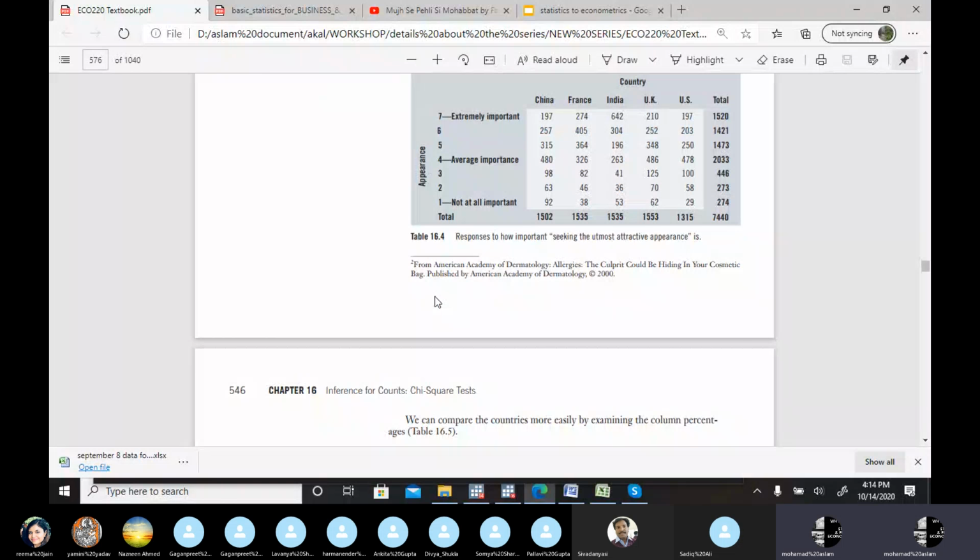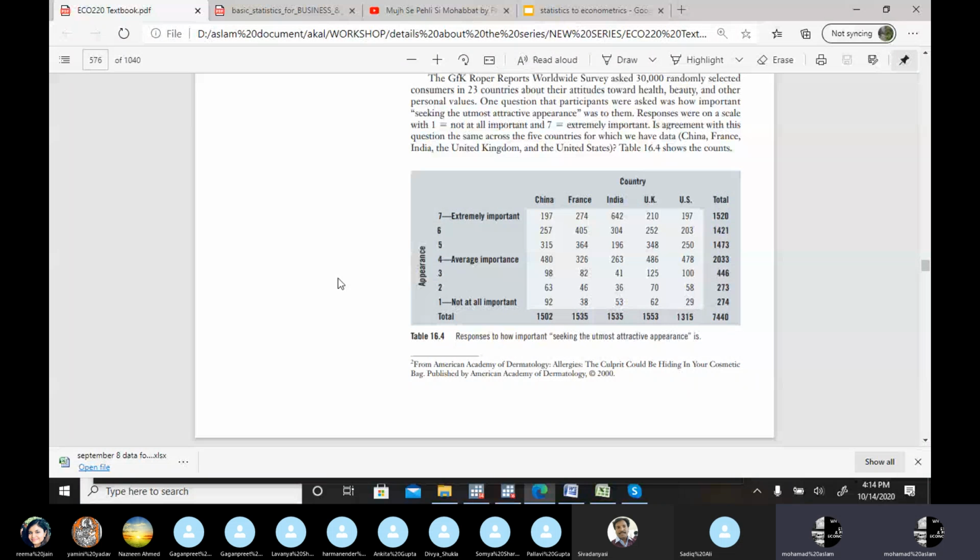Okay. So now here we're studying how you calculate expected frequencies. Multiply this row total with the column total divided by the total of all the values. Then you will get all the respective expected frequencies. For example, you want to calculate expected frequency for this particular category. Then just multiply this 1502 with 1473 divided by 7440.